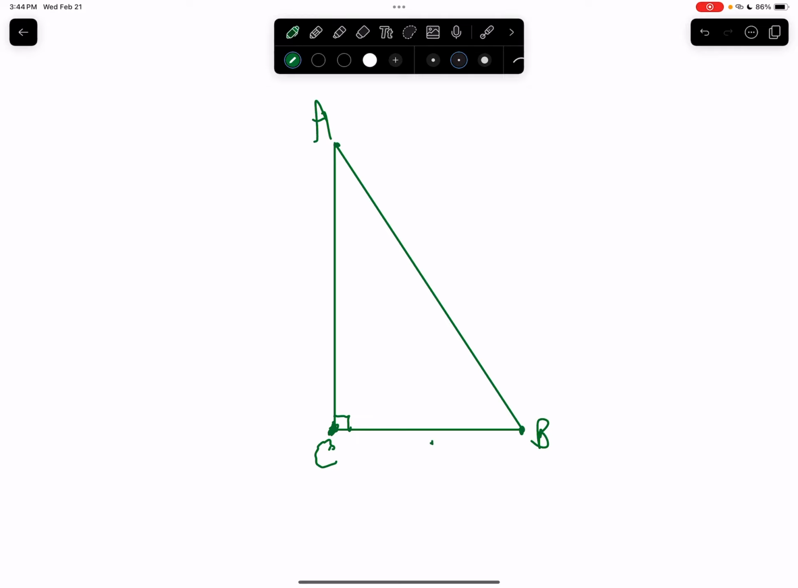So little a will be opposite angle big A. Little c is always the hypotenuse, the longest side of the right triangle, and little b is opposite big B. So in trigonometry, somebody figured out some relationships between sides and angles a long time ago.